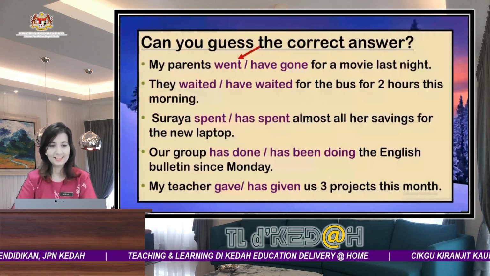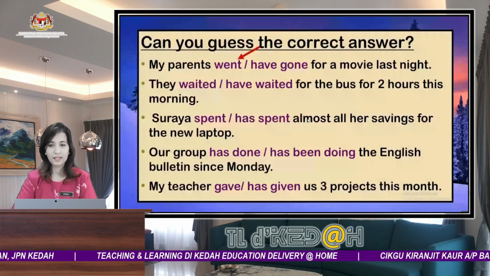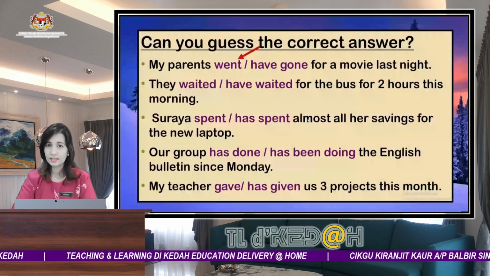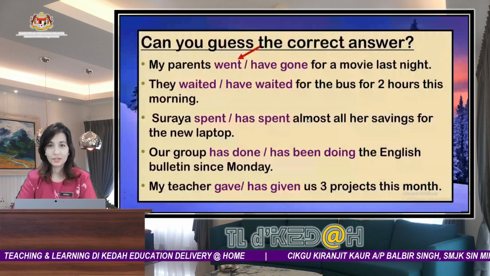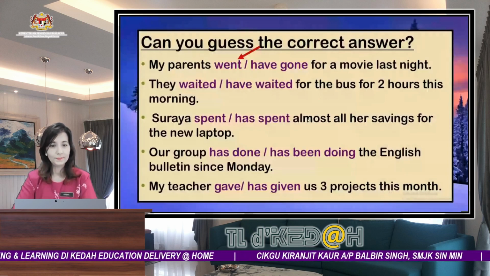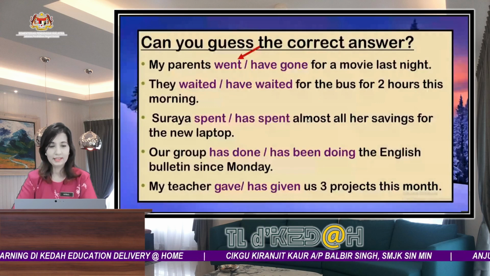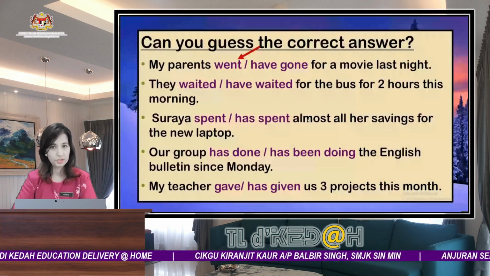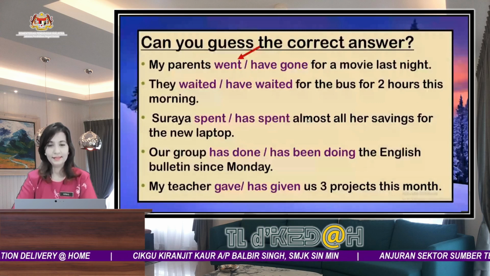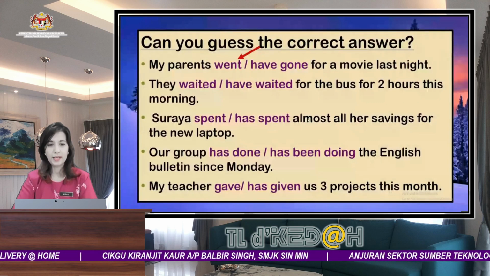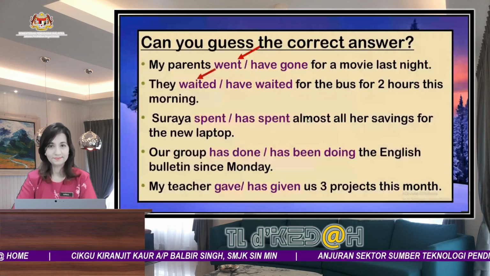Okay. The second sentence. They waited or have waited for the bus for 2 hours this morning. So is the time specified? Is the action still in progress? Ask yourself. So these are the clues. Okay, you can see it's specified, this morning. So it should be in the past tense. Okay, they waited for the bus for 2 hours this morning.